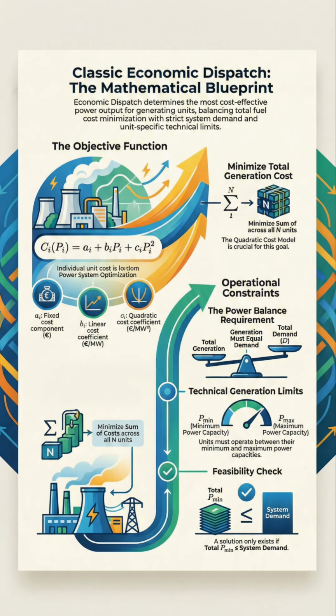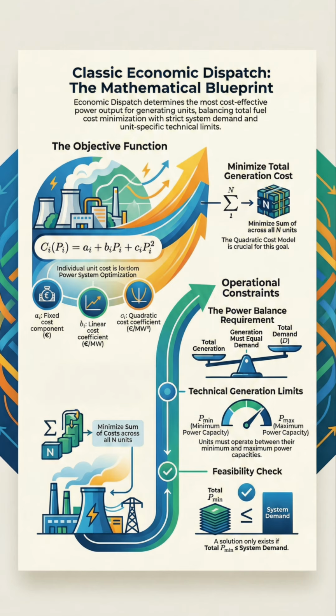This is the brief on the mathematical formulation of classic economic dispatch. So what we're looking at here is a guide that tackles a huge problem. How do you keep the power grid running at the lowest possible cost? And it shows you how to solve it using Python and a really slick visual interface.